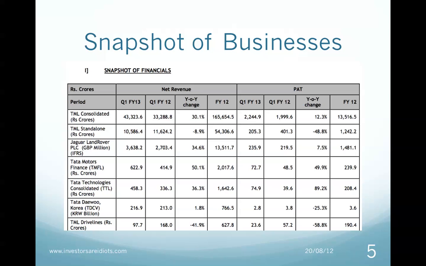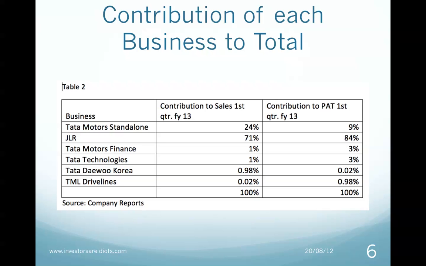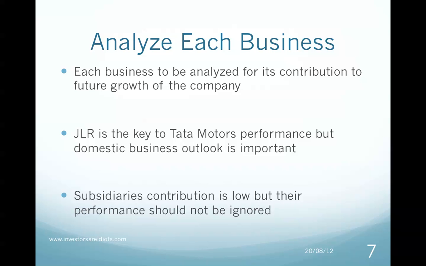So clearly, the JLR business is contributing much more to Tata Motors than this domestic business, and so you could say that JLR is supporting the company at this point of time. Will this continue? The purpose of our analysis will be to understand what is going to be the outlook for the domestic business, and what is going to be the outlook for the JLR business, which is extremely important right now, given that its contribution is heavily skewed in the consolidated financials of Tata Motors.